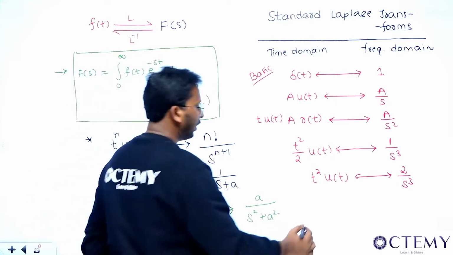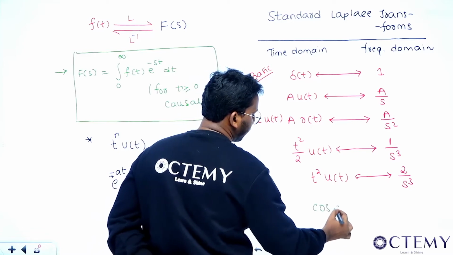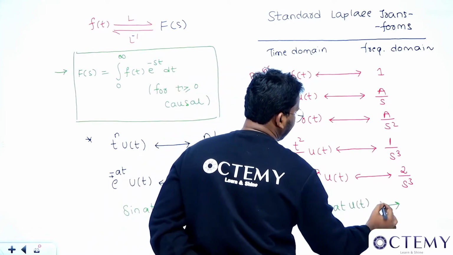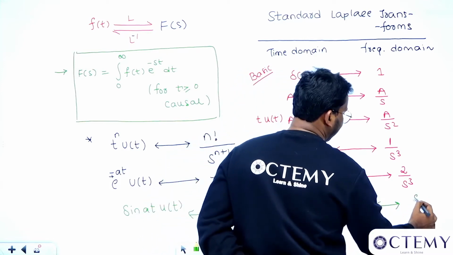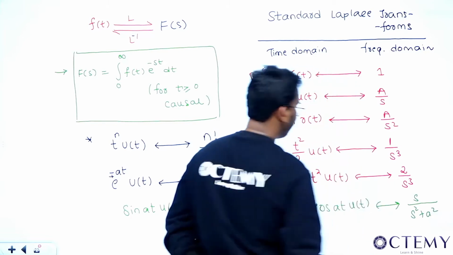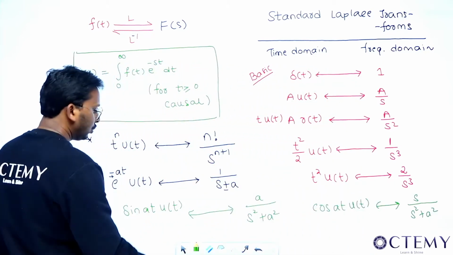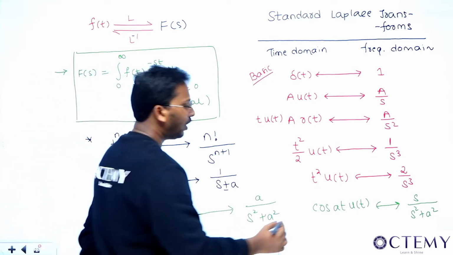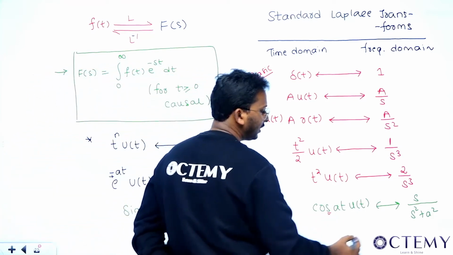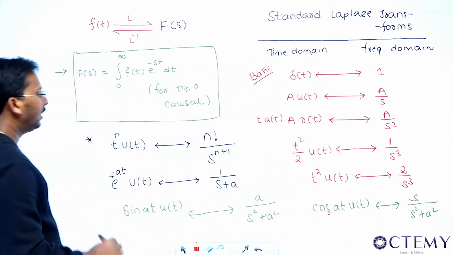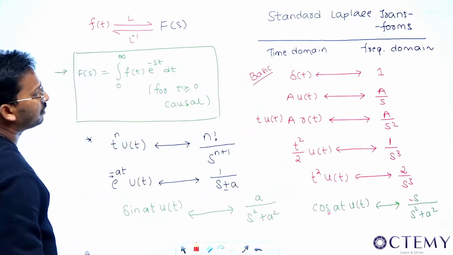So you have cos at u(t), that will become s divided by s square plus a square, right? One way of remembering this is, generally students get confused: when you have cos here, you will get s here, sir, right? That's the way I have remembered it. So these are some of the basic formulas which we will be using.